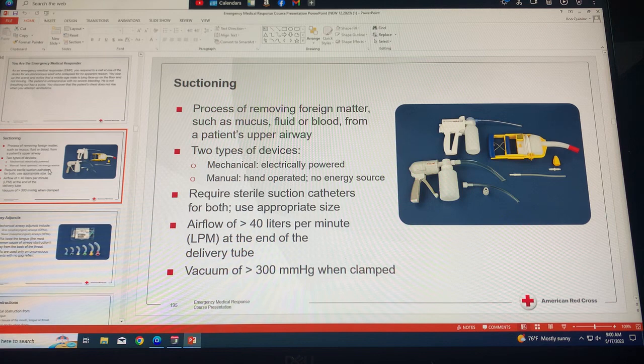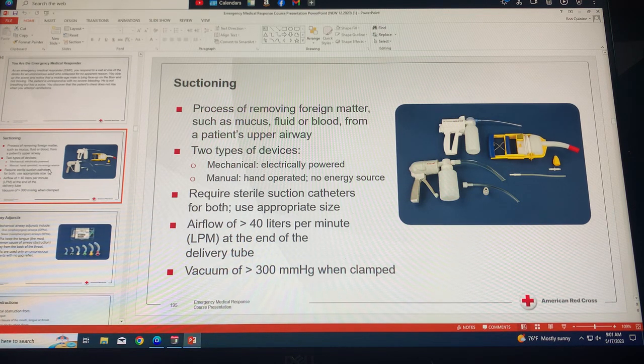Suctioning is the process of removing foreign matter from the upper airway by means of a mechanical or manual device. Suctioning is an important step when fluids or foreign matter are present or suspected, because the airway must be open and clear in order for the patient to breathe, and for any CPR breathing barrier to be effective. Ensure that you always have a suction device at the patient's side when providing care.